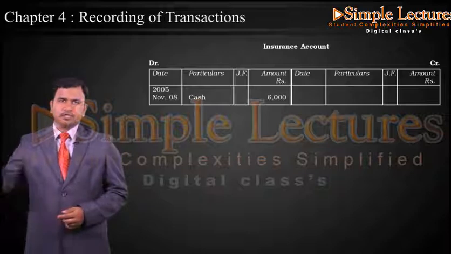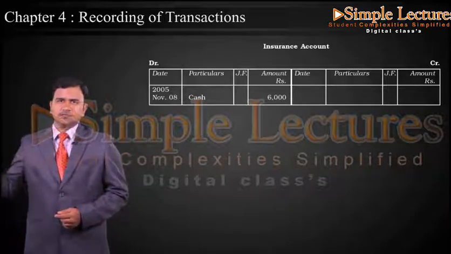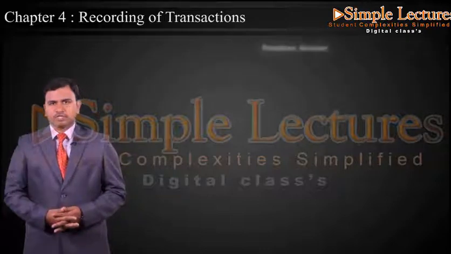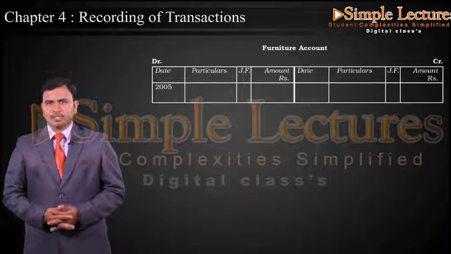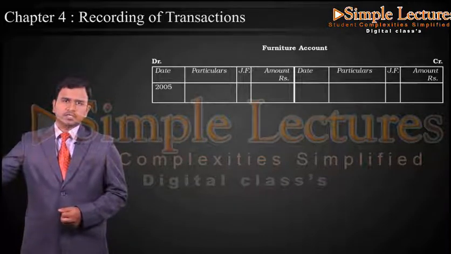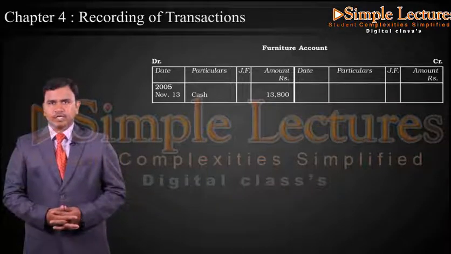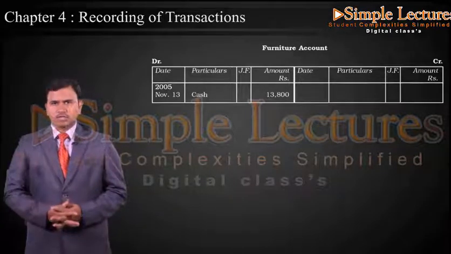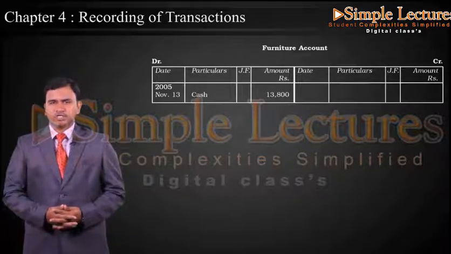Next we have furniture in the credit side of the cash account on November 13th, and the amount is 13,800. Again, as I said, assets and expenses will show the debit balance. The same will be posted to the debit side of the furniture account. The title will be furniture and the format remains the same, and in the debit side we take this entry: November 13th, to cash account, 13,800. Then we close this account, 13,800 in the debit side and the same 13,800 in the credit side.